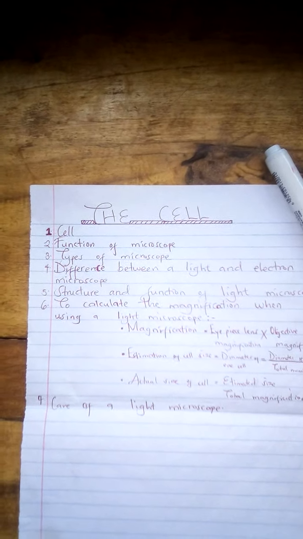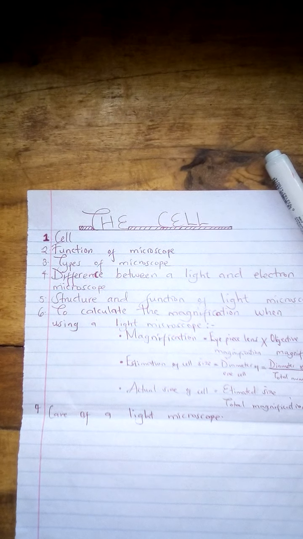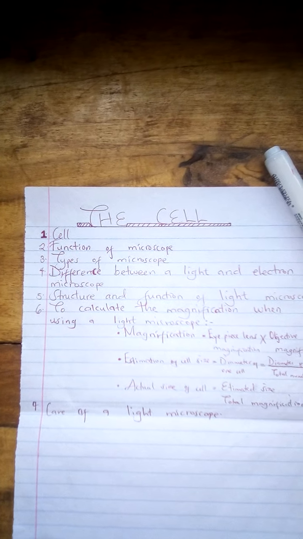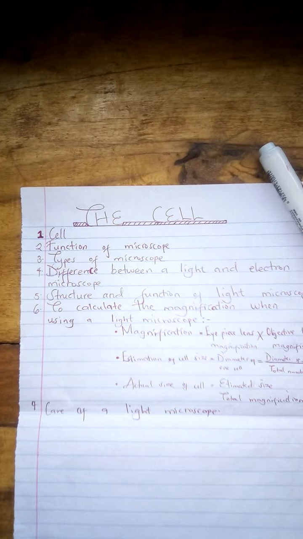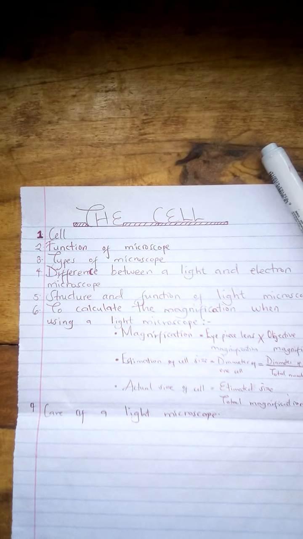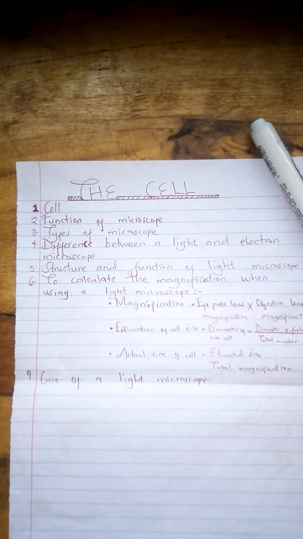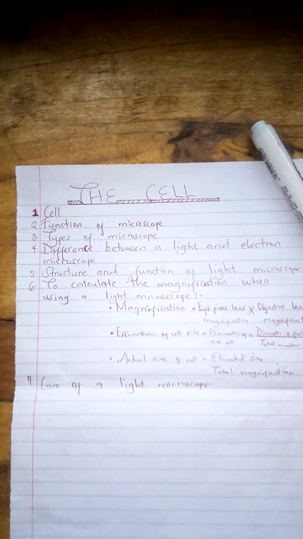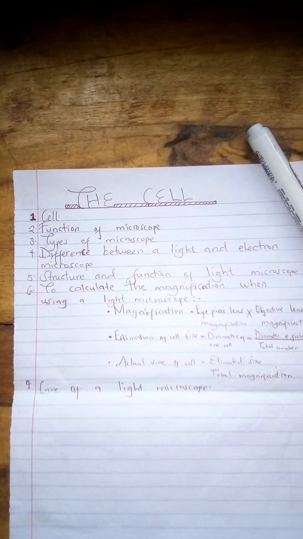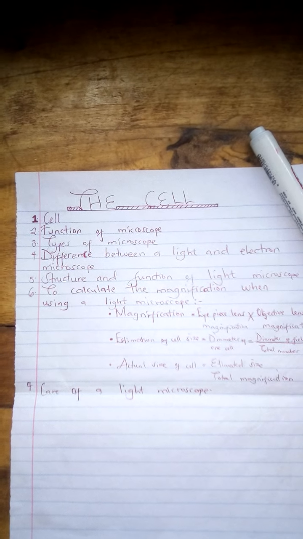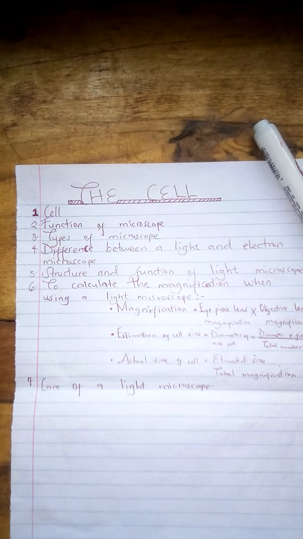The function of a microscope is to magnify a specimen and give resolution on it. Resolution is the ability of a microscope to distinguish between two close structures. The difference between light microscope and electron microscope is that a light microscope uses light to illuminate the specimen, but an electron microscope uses a beam of electrons to illuminate the specimen.